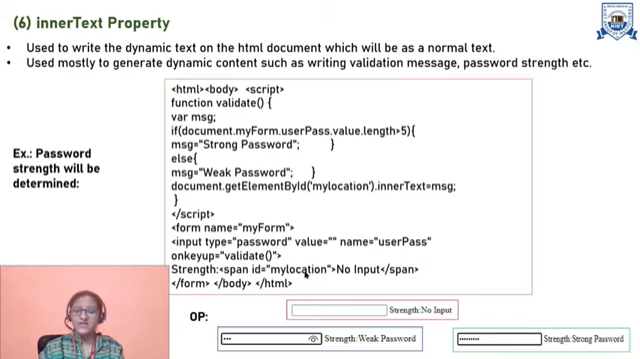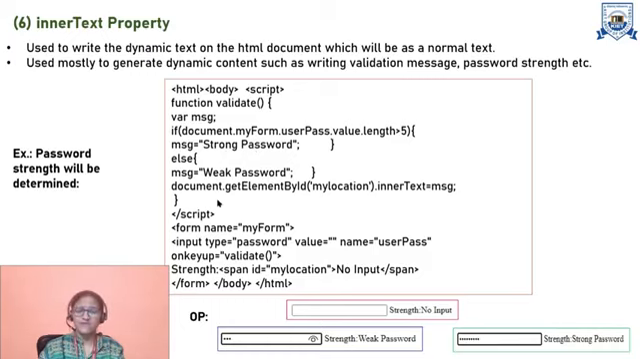Initially we have written no input, a small piece of code, and we have provided it inside a span tag. The ID provided is my location, and on that span we have written no input. Initially, there is no input. Now, if we find that the password is greater than 5 or less than 5, based on that, MSG has some message stored inside it, either strong password or weak password.